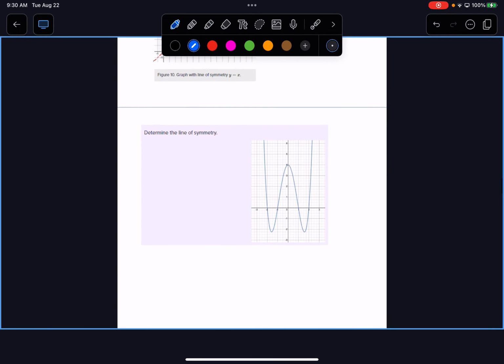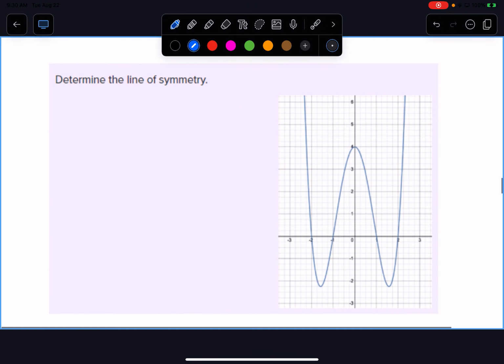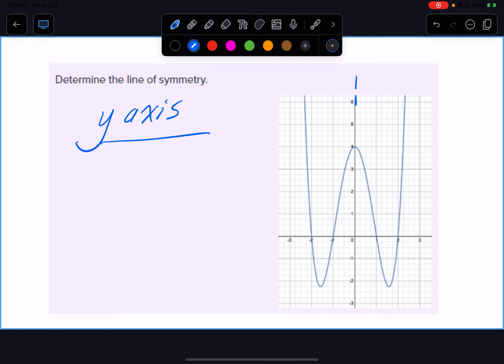So they ask you on the test, determine the line of symmetry. Where is it symmetric over? So you'd say the y-axis. Now I believe it says determine the line of symmetry. Now that I think about it, I didn't think about this last hour. They might want the actual equation of where it's symmetric. So where is it symmetric at y equals?